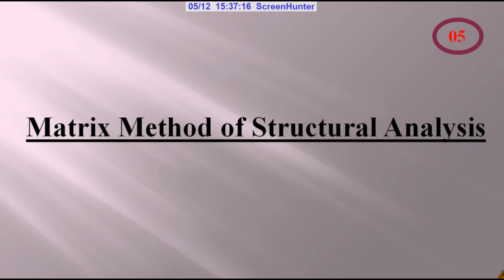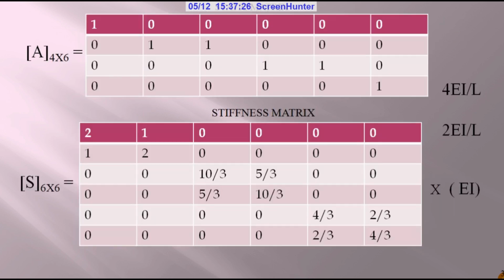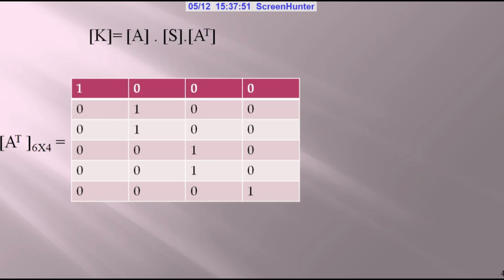Hello everyone. In my previous lecture, lecture number 4, we have seen how to formulate static and stiffness matrix. So, static and stiffness matrix we have formulated and I have explained in detail in my previous lecture number 4. So, in this lecture, we shall start with the formulation of global stiffness matrix.